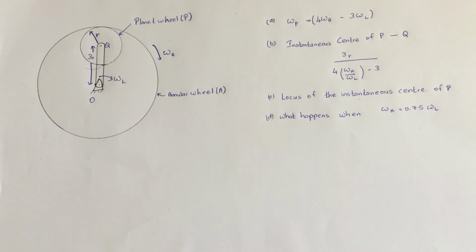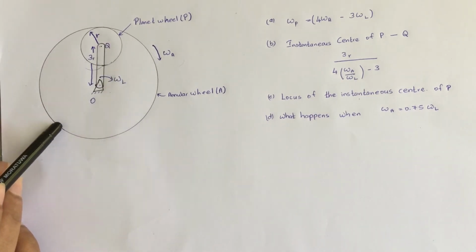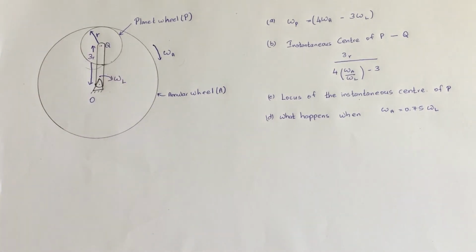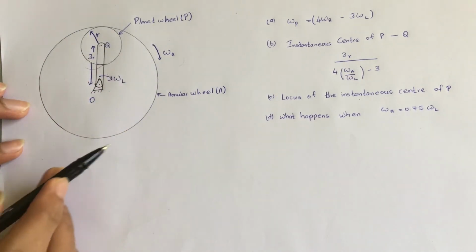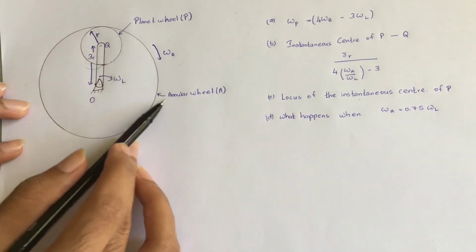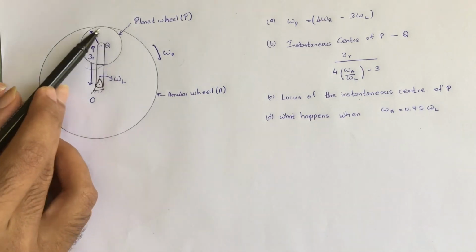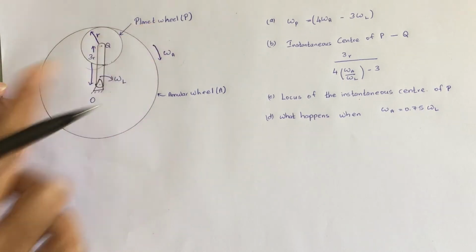Let's read the question. As you can see over here, there are two wheels, and the main thing is this: A is known as the annular wheel. It's a kind of setup normally used in mechanics. So we are going to call this circle the annular wheel. Also, we are going to call this gear, the circle part, the planet wheel.